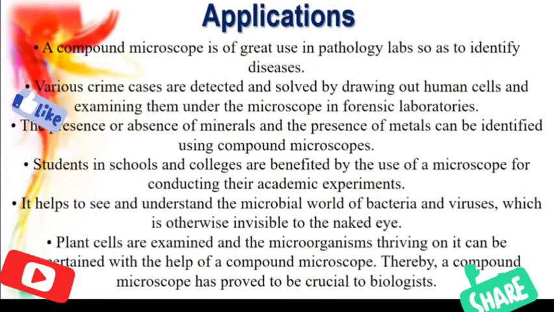Let's see the applications of the compound microscope. A compound microscope is of great use in pathology labs so as to identify disease. Various crime cases are detected and solved by drawing out human cells and examining them under the microscope in forensic laboratories. The presence or absence of minerals and the presence of metals can be identified using a compound microscope. Students in schools and colleges benefit by using a compound microscope to study selected specimens such as chemicals, etc. It helps to see and observe the microbial world of bacteria and viruses, which is otherwise invisible to the naked eyes.